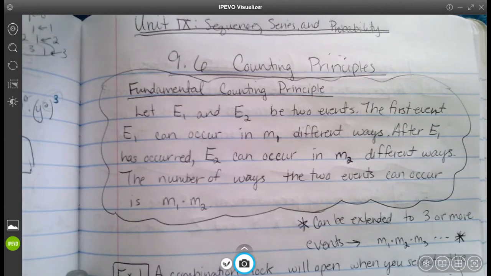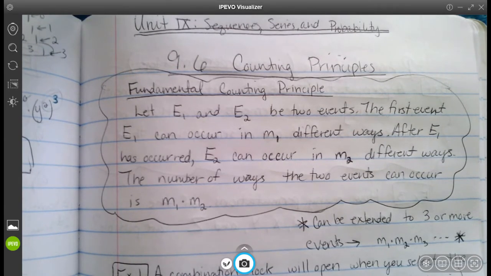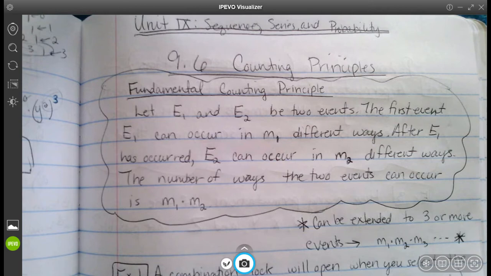In this video, we're going to cover section 9.6, Counting Principles, part of Unit 9, still Sequences, Series, and Probability. This is kind of a fun chapter for those of you who like puzzles and any kind of solving of that sort. We're going to start right away with the fundamental counting principle.